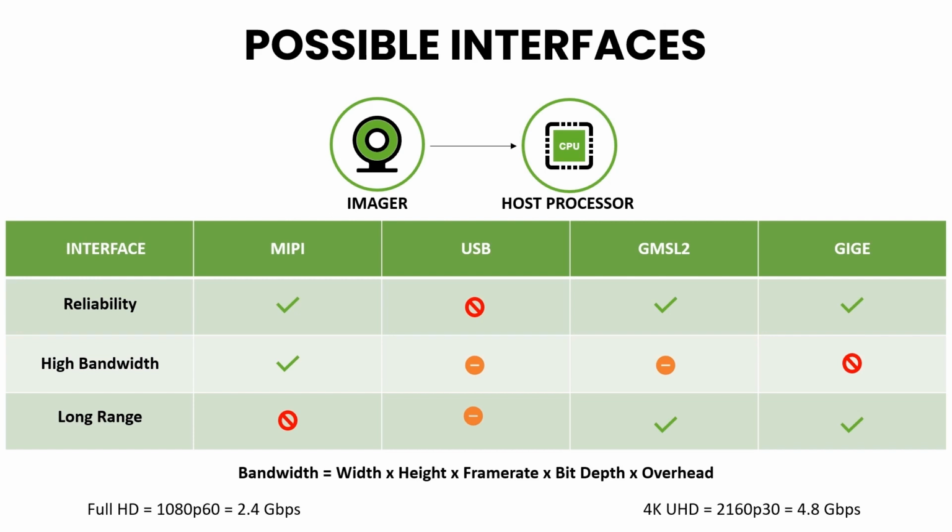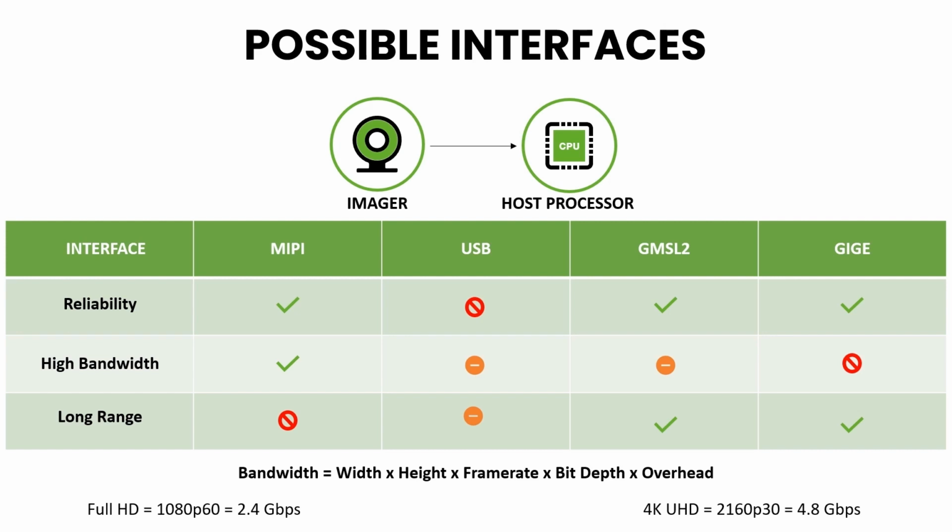When it comes to length of the cable, the Gigabit Ethernet interface tops the list with support for up to 100 meters, but it falls short in bandwidth with support of just 1 gigabit per second. Newer versions of GigE, which support 10 gigabits per second, are still not very popular. That's why GigE is used mainly in applications which require small resolutions but longer cable length.